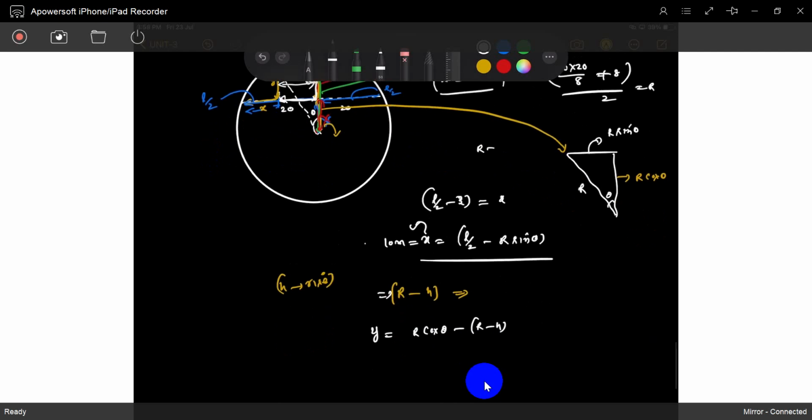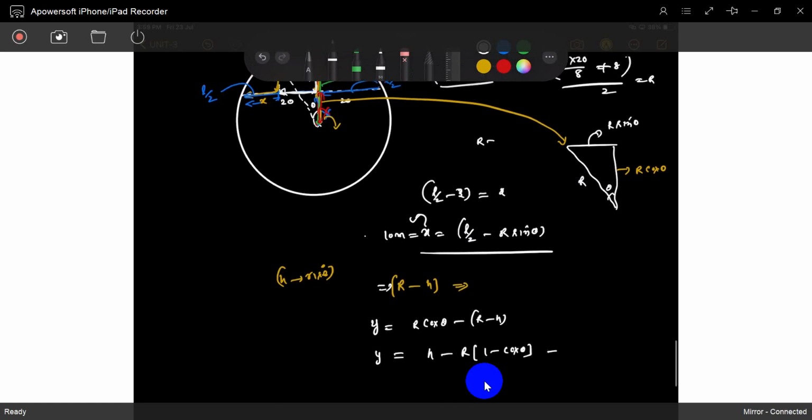So that's the theory. You can write it like y equals minus h minus r(1 minus cos theta). That is the y value. Understood? So that's how you can find x and y. From the previous edition, it's a semicircular arch, and you will get x and y easily. But if you are given a semi-segmental arch, you will get x and y like this. That is the difference between those two.